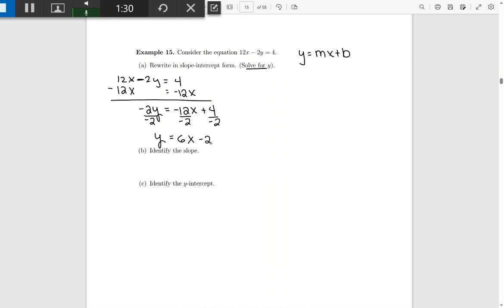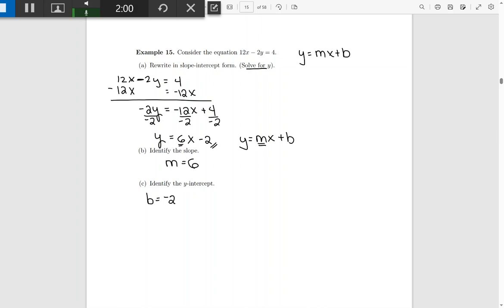To identify the slope, I now have this in y equals mx plus b form. The m, the number 6, is my slope. Not 6x, just the 6. The y-intercept is the number that's not next to the variable, so my y-intercept, or b, is negative 2.